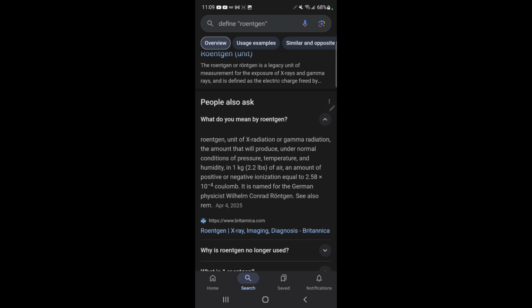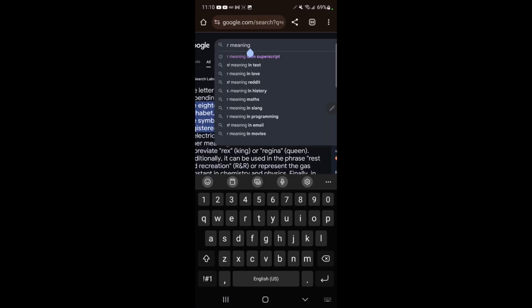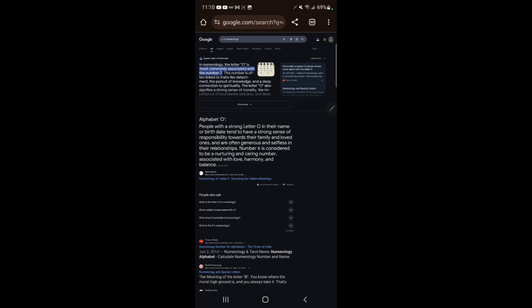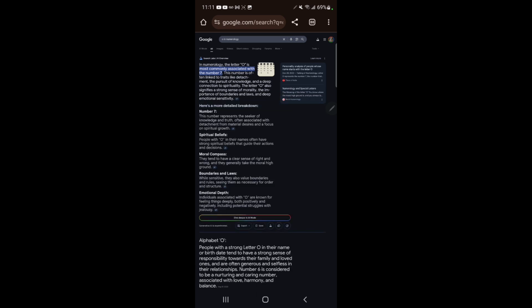See also Rem. Oh yeah, R could also be an abbreviation for Rex or Regina, King, Queen. Coincidental as well, as we're following this throne theme. So we've gone through THR. O is most commonly associated with the number 10. Not 10, I'm sorry. With the number 7. O is commonly associated with the number 7.